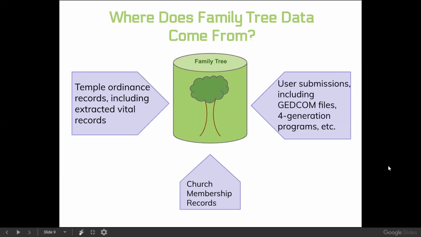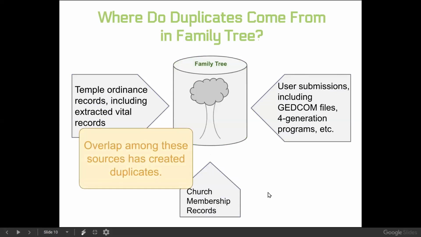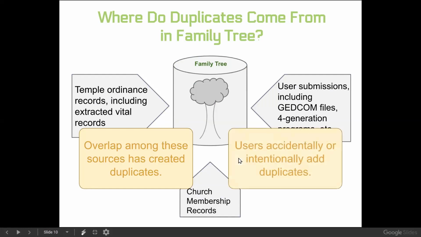Interestingly enough, there's a lot of overlap between those three sources. So you can notice, for instance, suppose that there was an early member of the Church of Jesus Christ who lived in England, and they came over and settled in the Salt Lake Valley. Well, they could also have an extracted record in, say, an English parish register. So duplicate records could end up in Family Tree that way. Then also users of Family Tree accidentally or intentionally add duplicates.